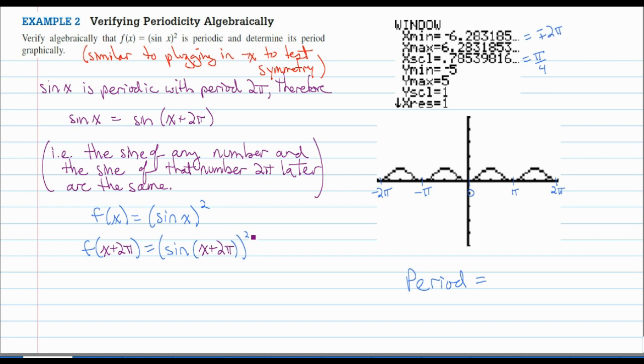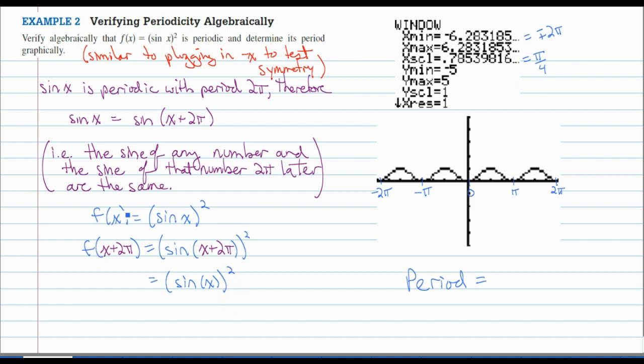Now, the inside of this composition function is sine of x plus 2 pi. And as we discussed, the sine of x plus 2 pi has the exact same value as the sine of x because the sine function is periodic. So we can simplify that down or substitute it for just plain old sine of x.